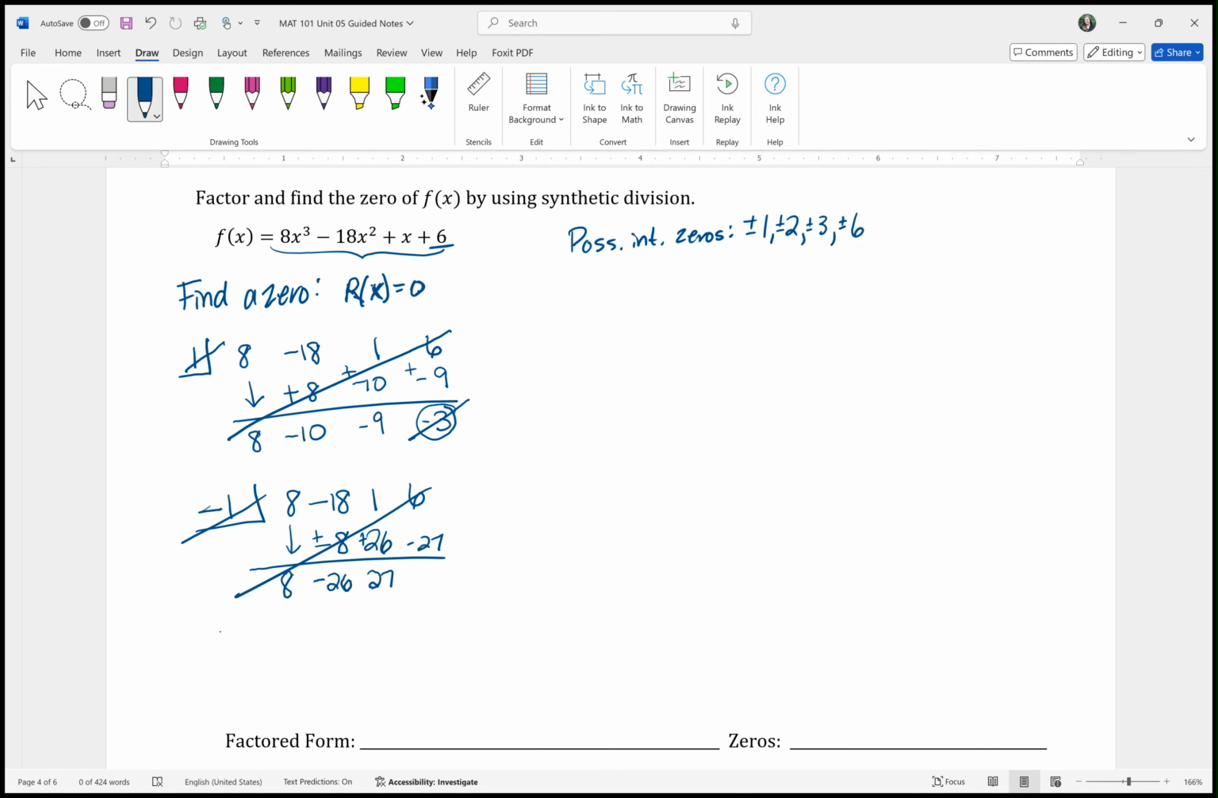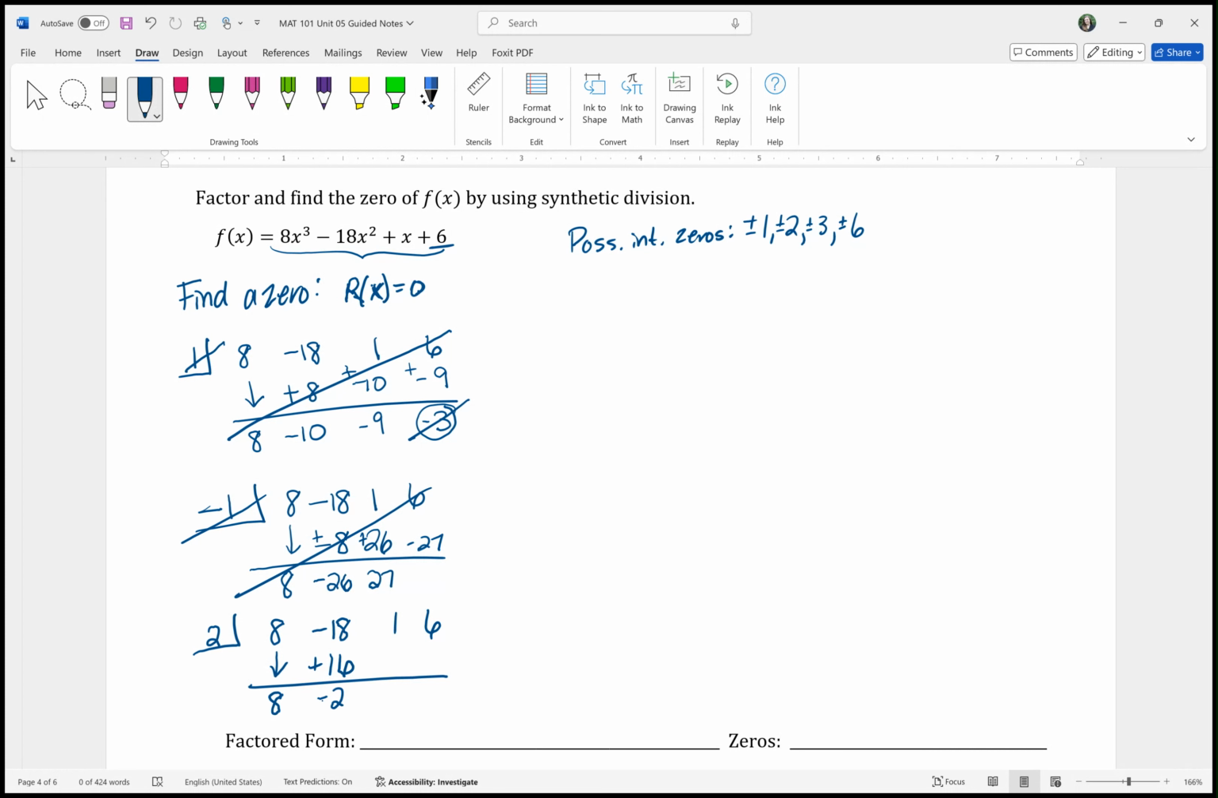Let's try 2. Let me see if I can squeeze it in here. 8, negative 18, 1, and 6. Bring down the first one, 8. 2 times 8 is 16. Add, negative 18 plus 16 is negative 2.